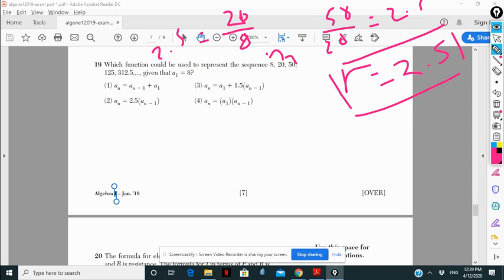Okay. So how to find the value? I'm multiplying the prior term by 2.5. So the answer should be 2.